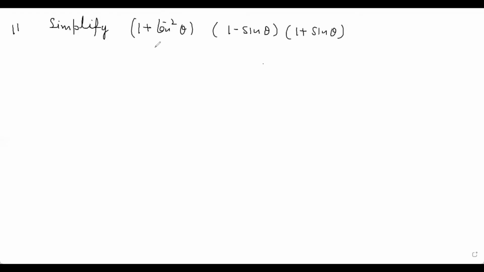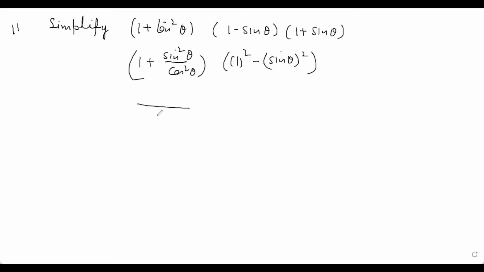Now the 11th sum, question number 11. You have to simplify (1 + tan²θ)(1 − sin θ)(1 + sin θ). Write tan²θ as sin²θ upon cos²θ. And (1 − sin θ)(1 + sin θ), a minus b, a plus b, apply the identity, it is a² − b². So this is 1² − sin²θ.